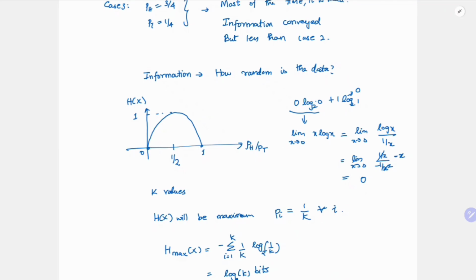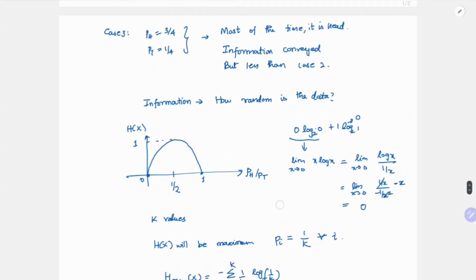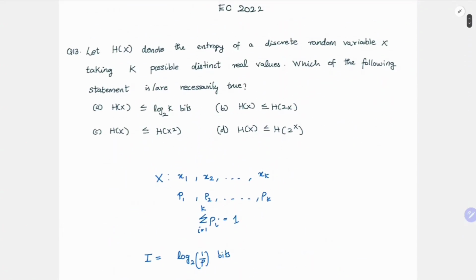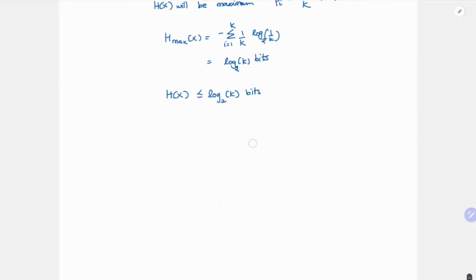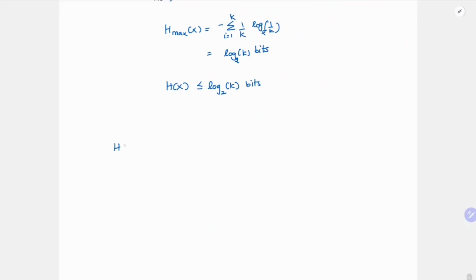Similarly, on the other extreme also, it's going to be 0. So this is your maximum. So if you go back to your options, this is going to be true, and it is necessarily true. So second option, if you see h of x is less than or equal to h of 2x. So what does it mean? h of 2x is nothing but, if you have a random variable y equal to 2x, you get the distribution of y, and then you take h of y, and you also have x, you take h of x, then you compare both and state the relation.